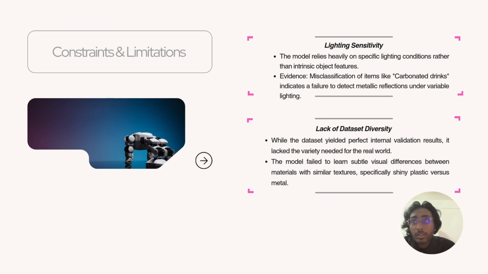Second is lack of dataset diversity. While the dataset yielded perfect internal validation results, it lacked the variety needed for the real world. The model failed to learn subtle visual differences between materials with similar textures, specifically shiny plastic versus metal.